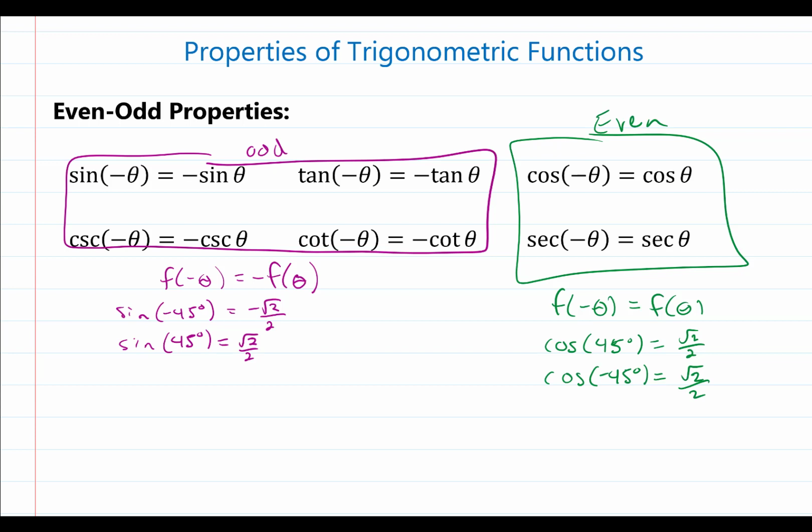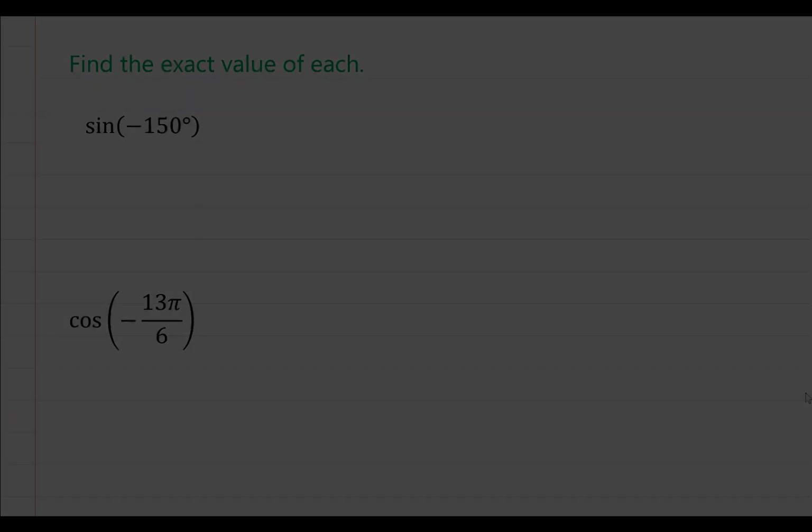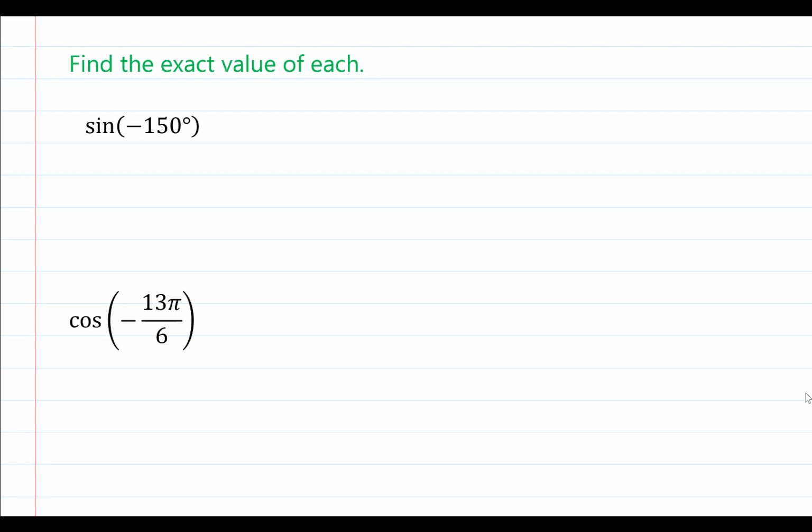Whereas with sine, cosecant, tangent, and cotangent, if you have negative 45 degrees and positive 45 degrees, you will get the opposite ratio. Let's now apply the even and odd properties to find the exact value of these 2 trigonometric functions. So because sine is considered an odd trigonometric function, we know that sine of negative 150 degrees is equal to negative sine of positive 150 degrees.